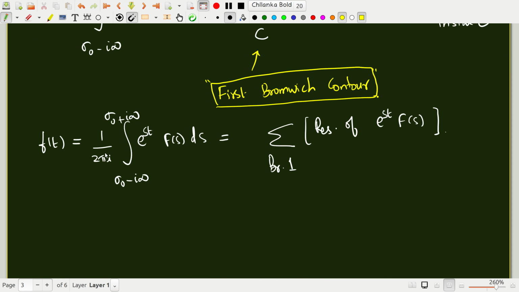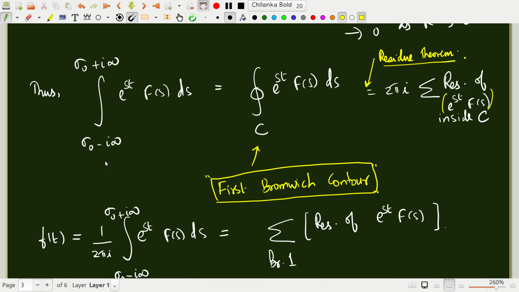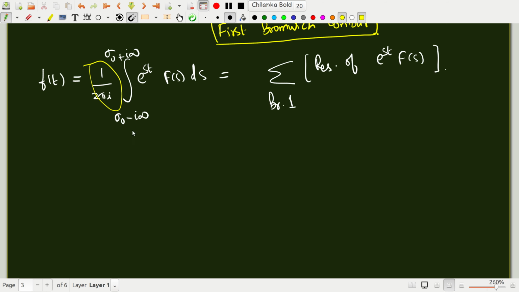F of t is defined as 1 over 2 pi i. So far I have not accounted for this 1 over 2 pi i. It is there, and it is getting multiplied by 2 pi i. These 2 pi i's will cancel out to give simply the inverse Laplace transform of f of s: f of t is simply the summation over the Bromwich contour of all the residues of e to the st times f of s. So you have to first find the poles and then find the residue of e to the st f of s.